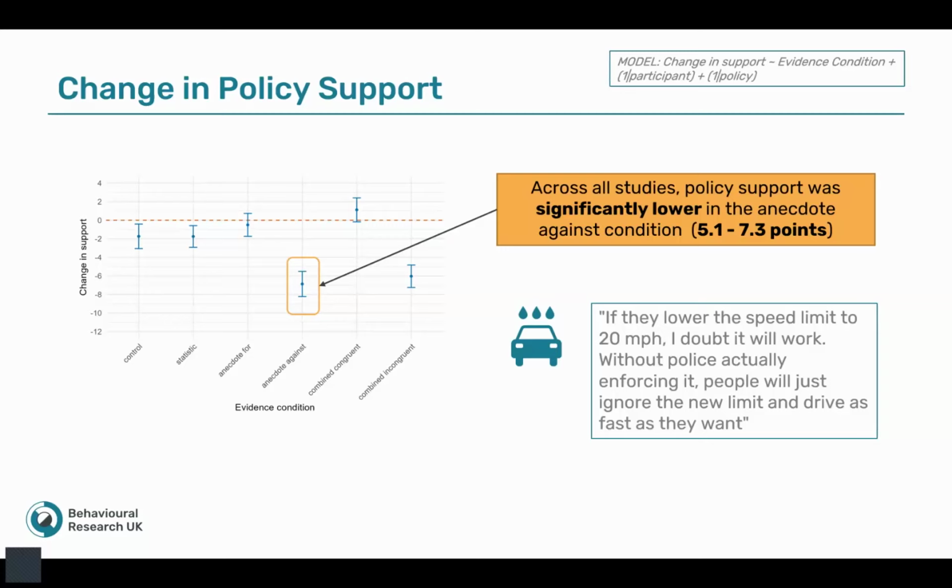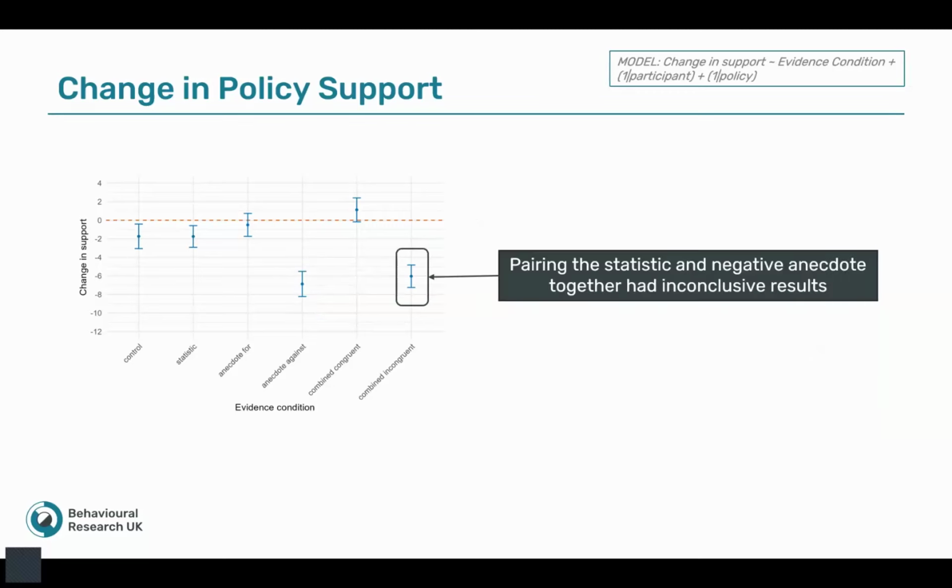And then when we go to the next slide, we'll see this incongruent condition where the conflicting information was presented. And what we found was quite inconclusive here, because in 2 out of the 3 studies, we found that pairing the statistic with the negative anecdote mitigated the negative anecdote effect. However, in one study, we did not find this. So the negative anecdote effect persisted in one of the studies. So it's inconclusive, potentially, around the role of conflicting evidence in changing these policy support beliefs.